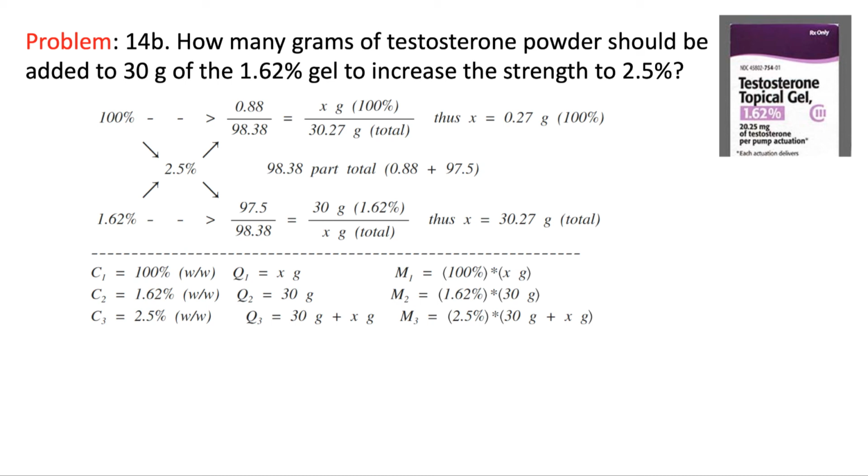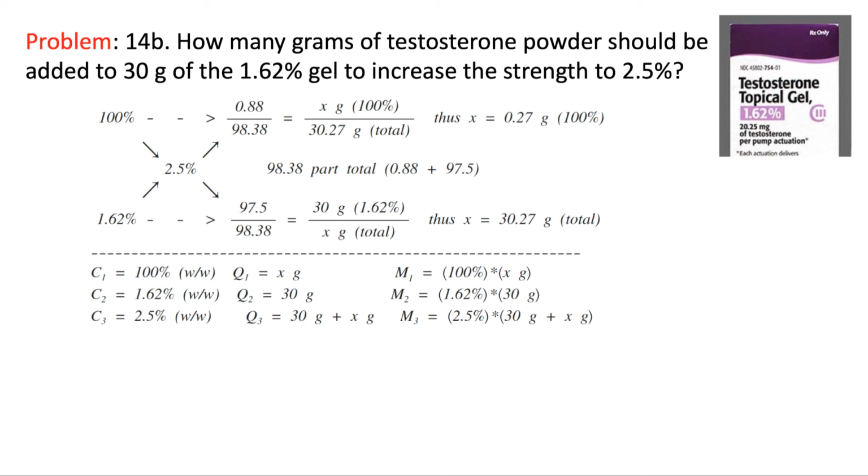That's my mass 1. What am I adding that to? Well, I'm adding that to a gel that I know has a concentration of 1.62%, and I know it has a total weight of 30 grams. So I know I'm adding that to a mass that has 1.62% times 30 grams. When I do all that, what do I get at the end? What do I want to get in the end? What I want in the end is a concentration 3 of 2.5%.